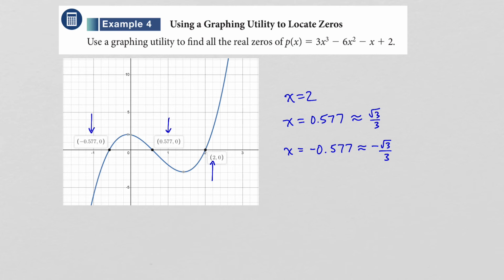So this is just emphasizing the fact that if you have a graphing utility, that graphing utility can be very useful in helping you find zeros of a polynomial. Because again, zeros of a polynomial is synonymous with x-intercepts. So remember that. The zeros of your polynomial are the same as the x-intercepts of the graph.